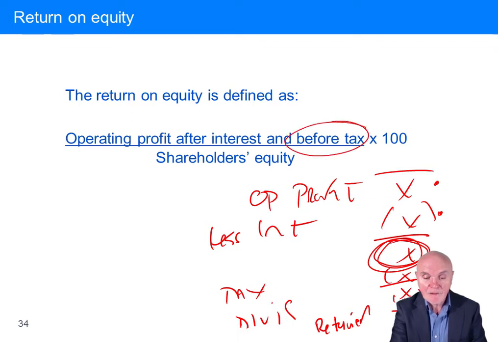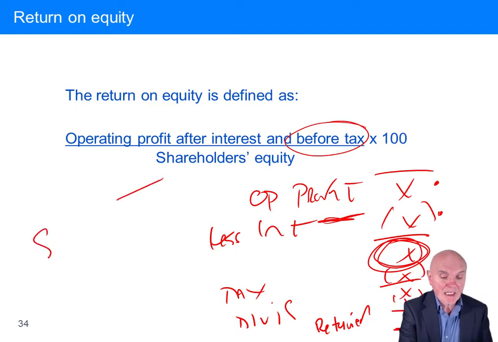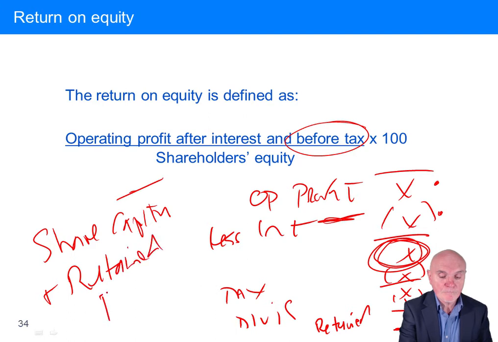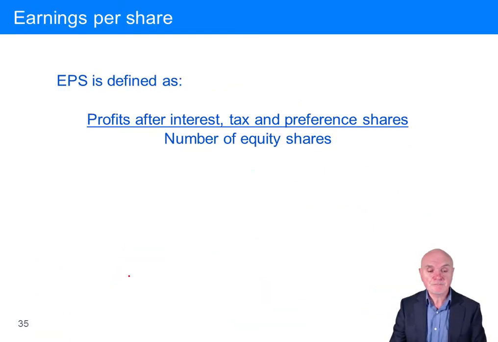Again, it is before tax, because we can't control the tax. It's defined as this here. But it has to be after interest, because the lenders get their slice of the action first, and the equity shareholders have to make do with what comes next. And on the bottom line, you have shareholders' equity. And remember what that is. It is the share capital plus the retained profits. So share capital plus retained profits. Sometimes it might be called share capital plus reserves. Retained profits, probably a better explanation.